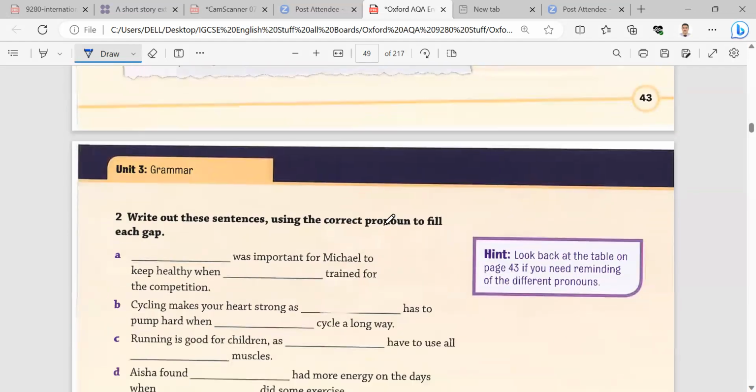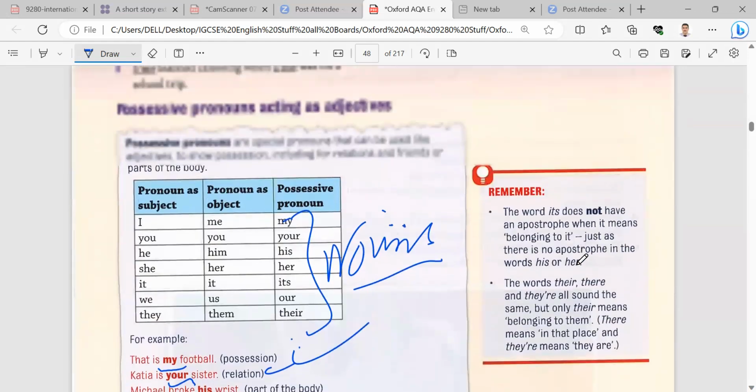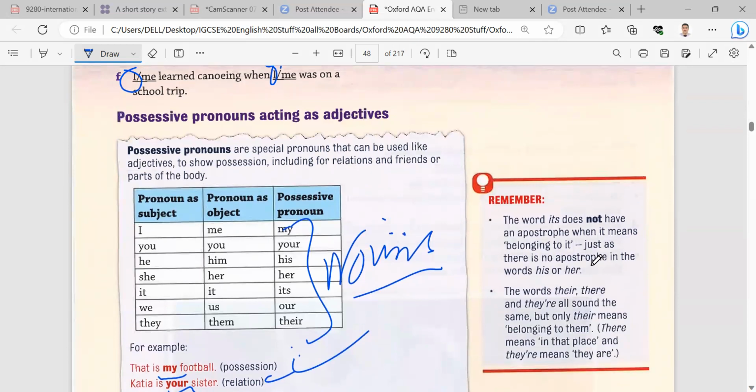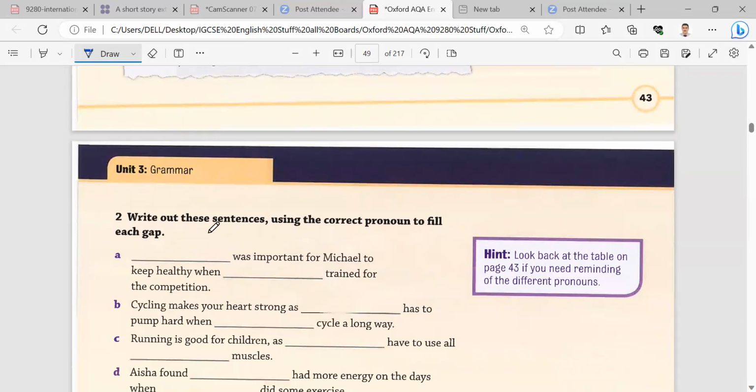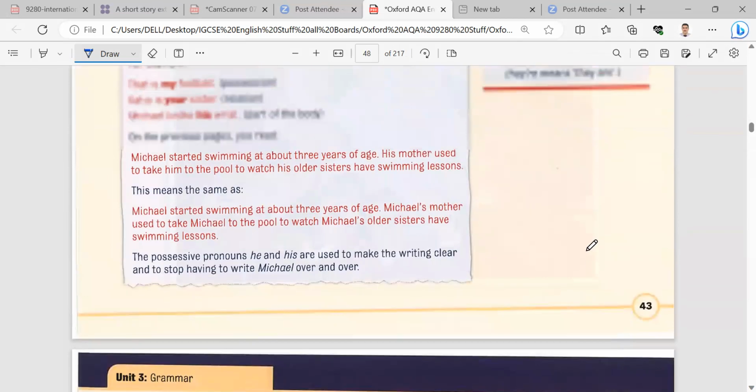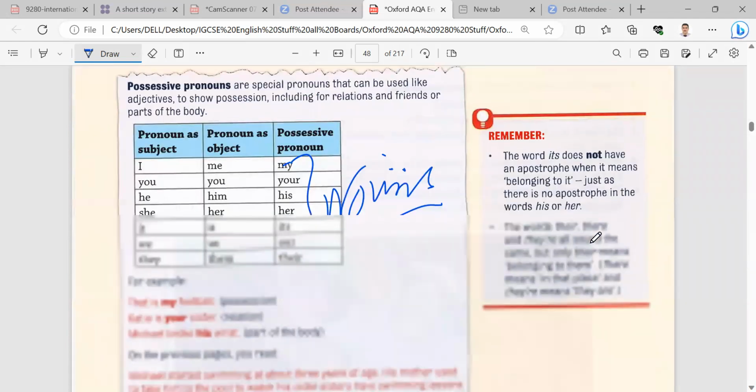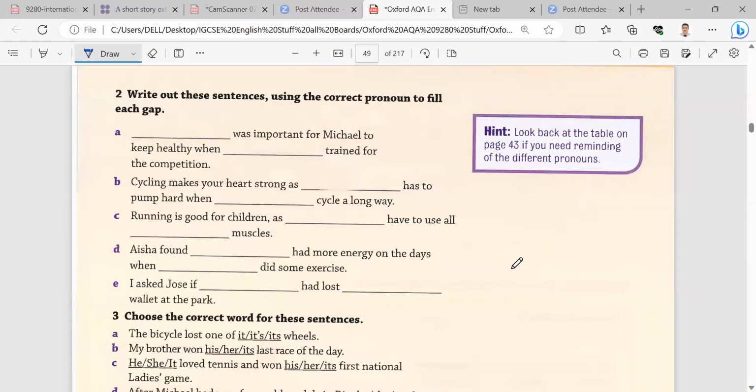Okay. So here, write out something using the correct pronoun to fill each gap. Can you please complete this? Okay, yalla guys, quickly please. You have 2 minutes to finish. Write out these sentences using the correct pronoun to fill each gap.